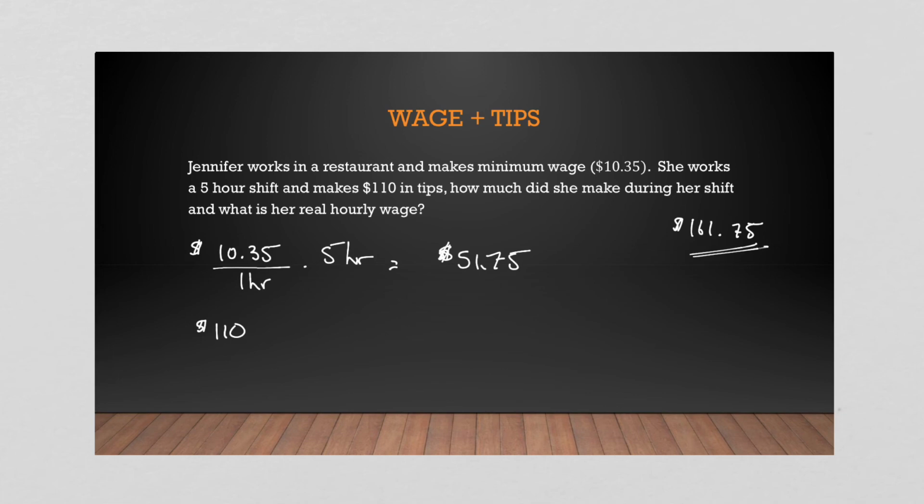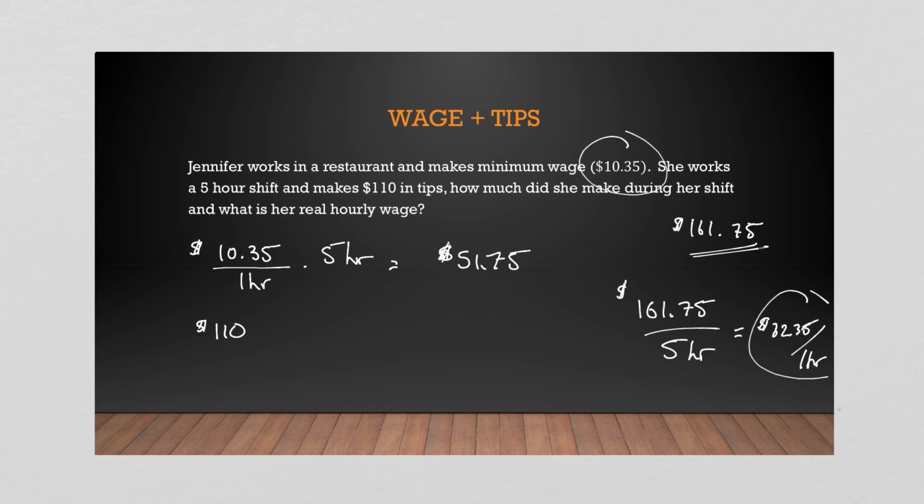Now, before I do the calculation, that's only her money if she doesn't spend her tips, which is why it's really important to save your tips. Not all of them, but most of them, because watch what happens. If she made $161.75 over her shift, and you divide that by the 5 hours that she worked, then her adjusted hourly wage, including the tips she made, was $32.35 per hour. So a much better hourly wage than $10.35.